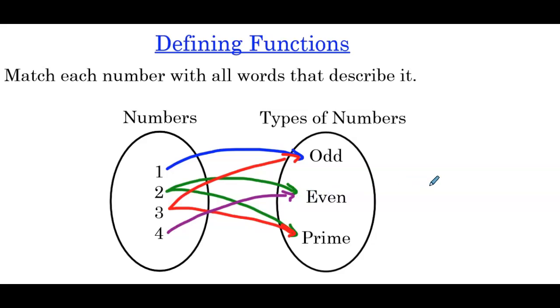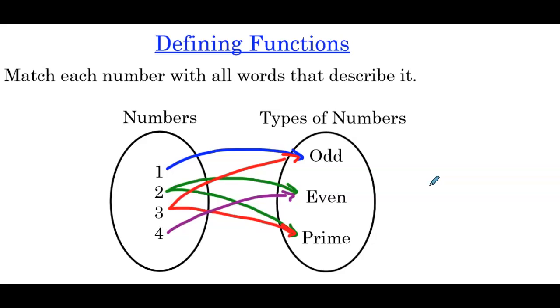So what we've done is created a relationship between the numbers 1, 2, 3, and 4 and the types of numbers odd, even, and prime. We can follow any of the arrows that we've drawn, starting with the number, follow the arrow, and output a word that describes that number. So now I want you to imagine that we have a machine that has the diagram that we just created. And when we input a number, 1, 2, 3, or 4, into that machine, it follows all of the arrows that we've drawn from that number and outputs any of the words that describe that number.